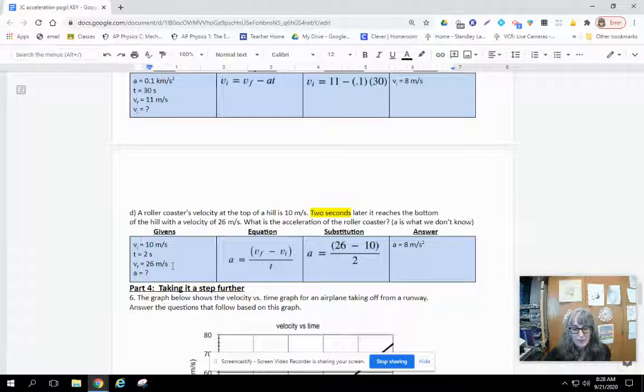And if you don't read carefully, it's easy to miss the other given in this problem. 2 seconds later. They didn't put it as a 2 with the seconds next to it. They actually kind of hid it in words in the problem. Watch for that. If it seems like you don't have enough givens, that's probably what's going on. So our t is 2 seconds. So we would need to find acceleration. We're going to go back to that same equation we were using before. A is equal to v final minus v initial over t. So our v final was 26, v initial was 10, our time is 2, and that'll give us 8 meters per second squared. Again, that being our acceleration units. Different than speed units because of that squared on there.